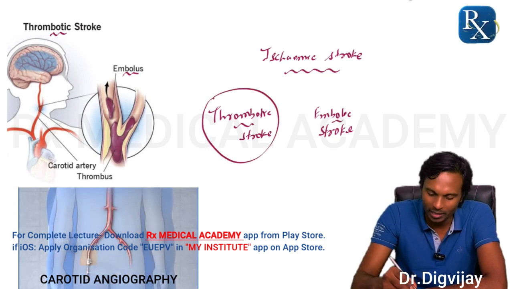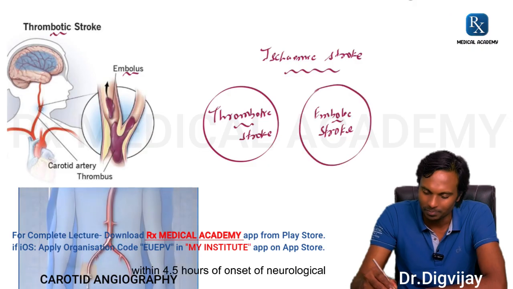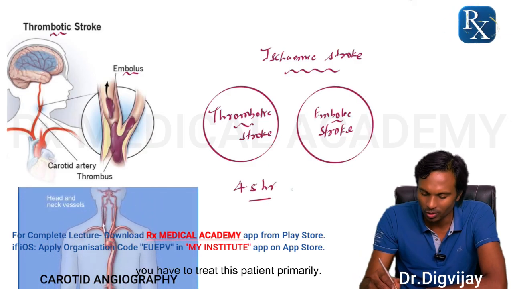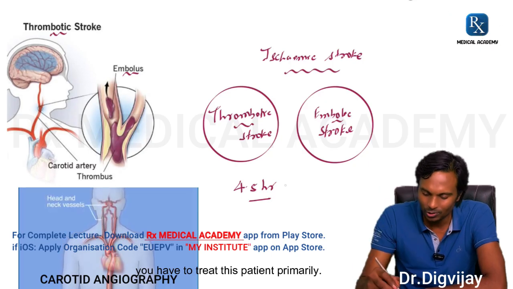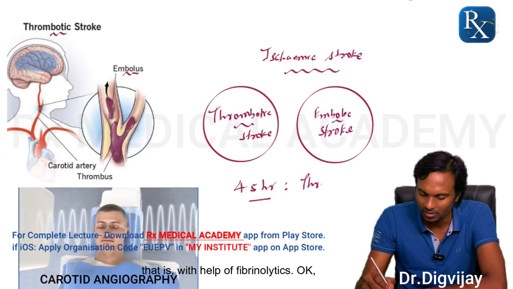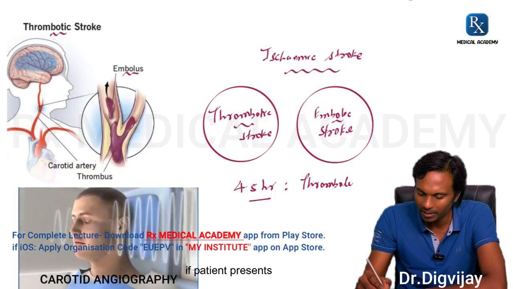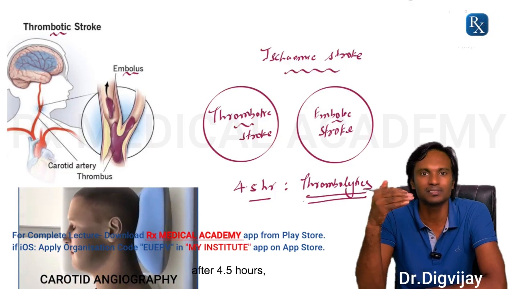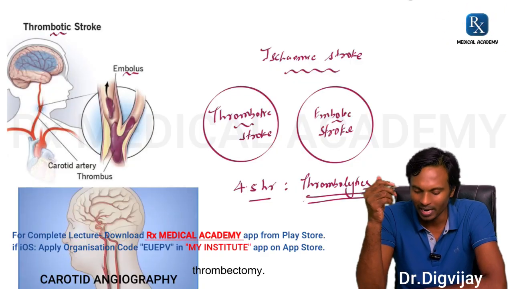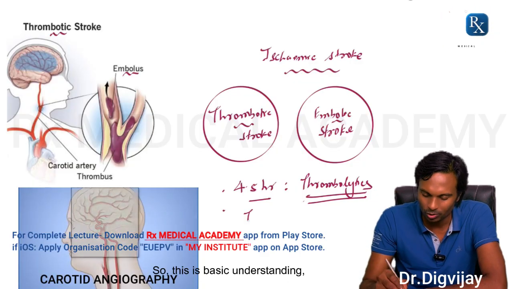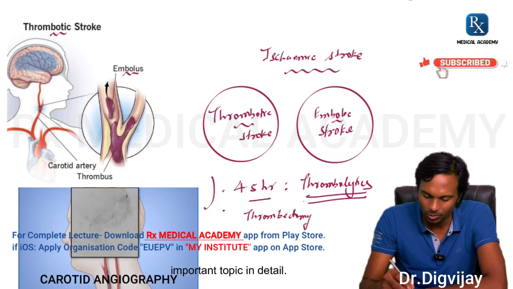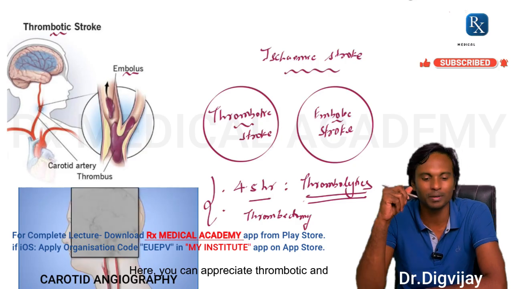In thrombotic and embolic, basic treatment is same. If patient presents within 4.5 hours of onset of neurological deficits, you have to treat this patient primarily with help of thrombolysis, that is with help of fibrinolytics. Okay, if patient presents after 4.5 hours, then thrombolysis might not be the ideal treatment, then you can go for thrombectomy. So this is basic understanding, but we need to discuss this particularly important topic in detail.